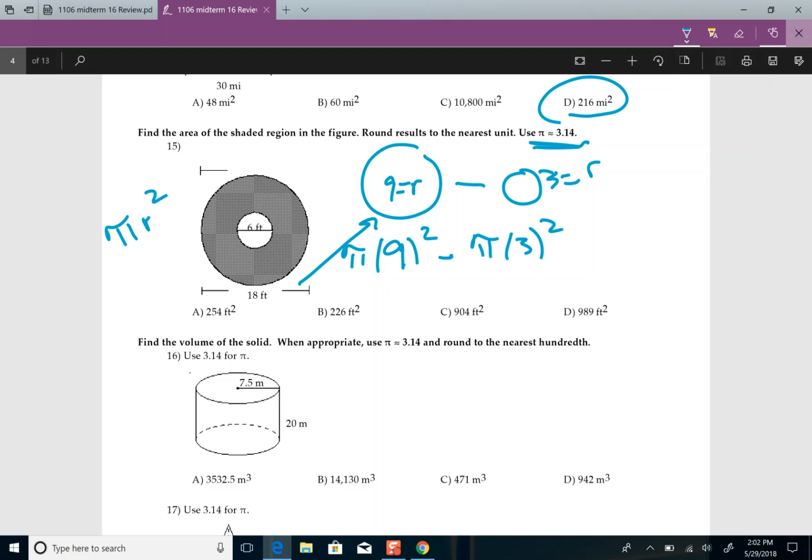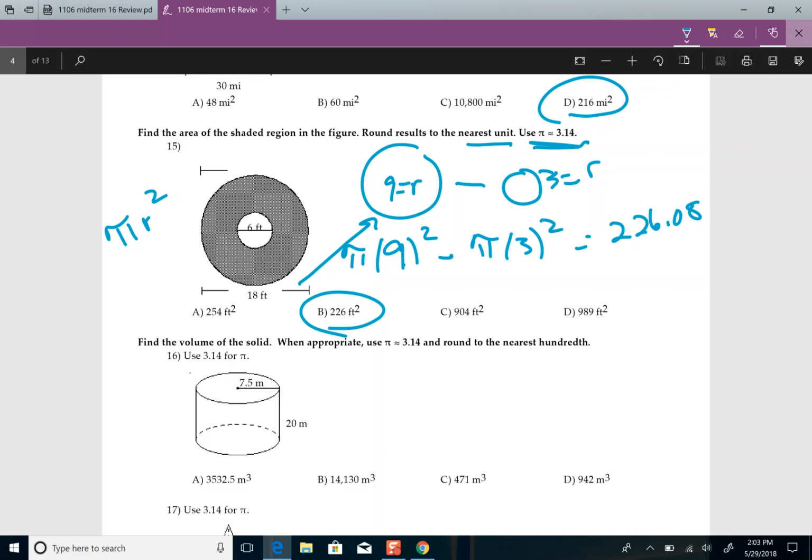I got 226.08. You see where it says round to the nearest unit. And again, when you're looking, this is the only one that even looks like it should be the answer. So that was B.